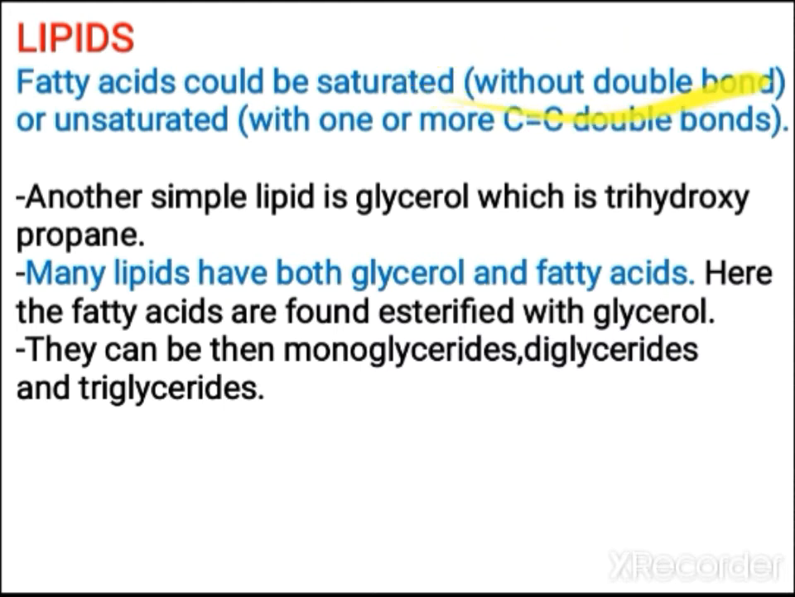Saturated means without a double bond. Unsaturated means they have 1 or more double bonds. Then another simple lipid is glycerol. Glycerol is trihydroxypropane. Many lipids have both glycerol and fatty acids. Accordingly, they can be monoglycerides, diglycerides or triglycerides.